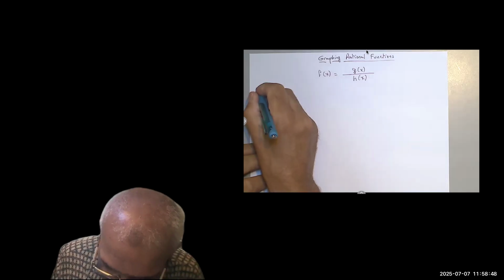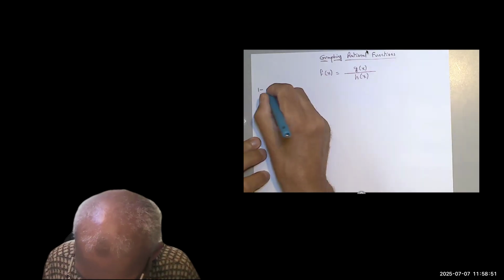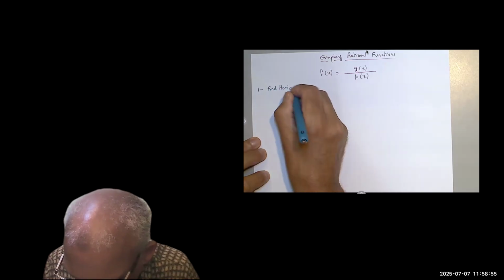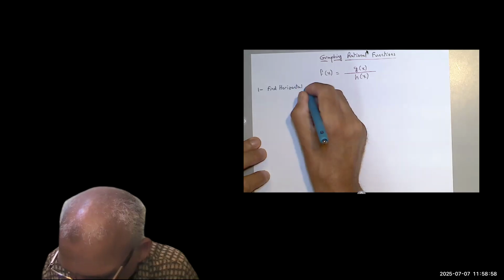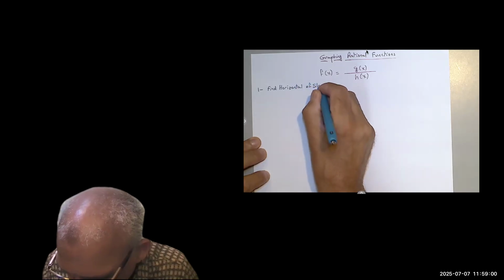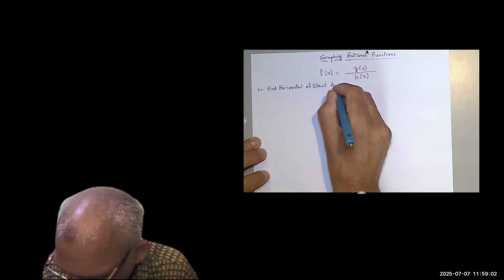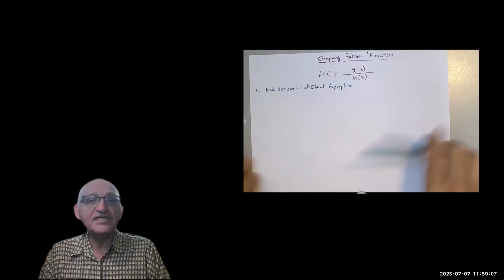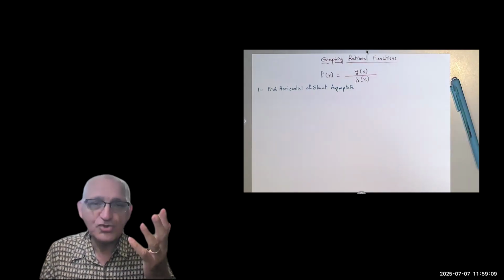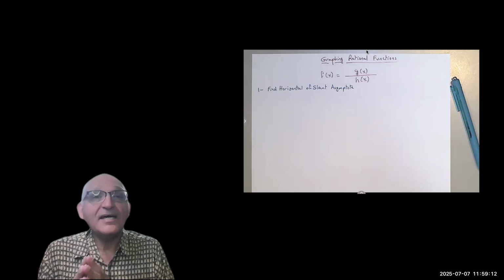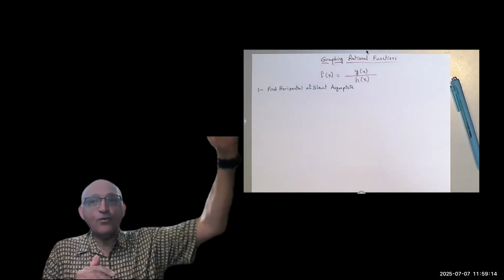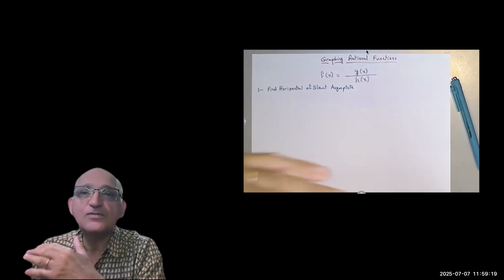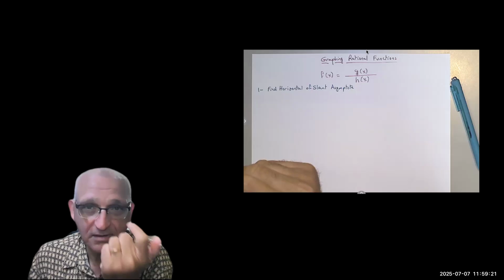So step number one, let's say we find horizontal or slant asymptotes. So, what's an asymptote? An asymptote is a line, most of the time it's a line, where the graph, when it approaches it, starts to curve and goes parallel to it. Okay, make sense?